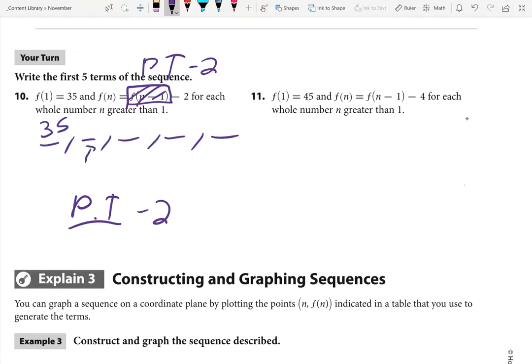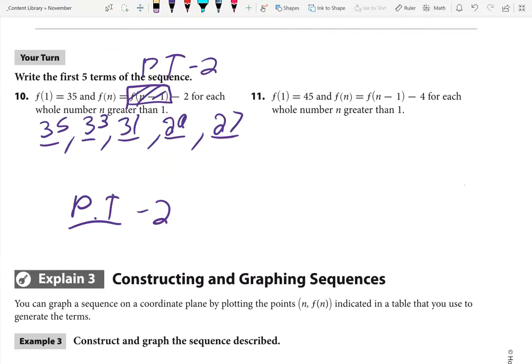So to find the second term, I plug in 35, and I do minus 2. So 35 minus 2, which is 33. In order to find the third term, I plug in the previous term, which is 33 now. 33 minus 2 is 31. If I want to find the fourth term, I plug the previous term in, which is 31. 31 minus 2 is 29. And if I want to find the fifth term, I plug in the fourth term, right? I plug the previous term in, which is 29. And 29 minus 2 is 27. And those are the first 5 terms.